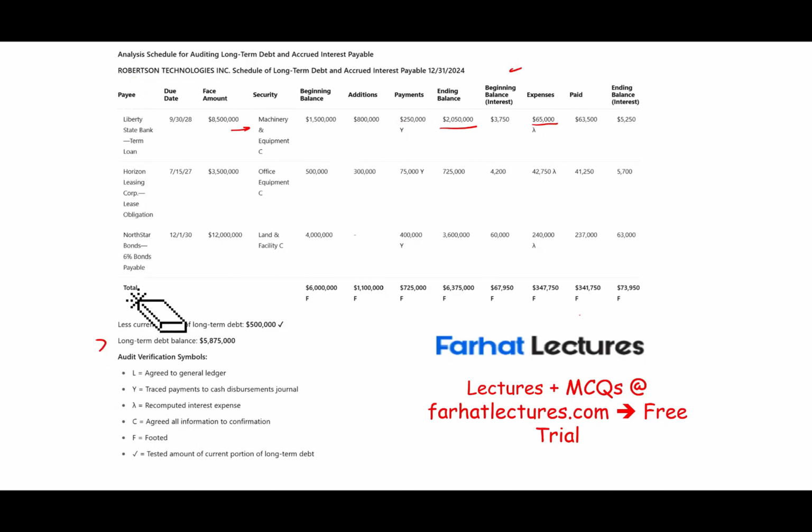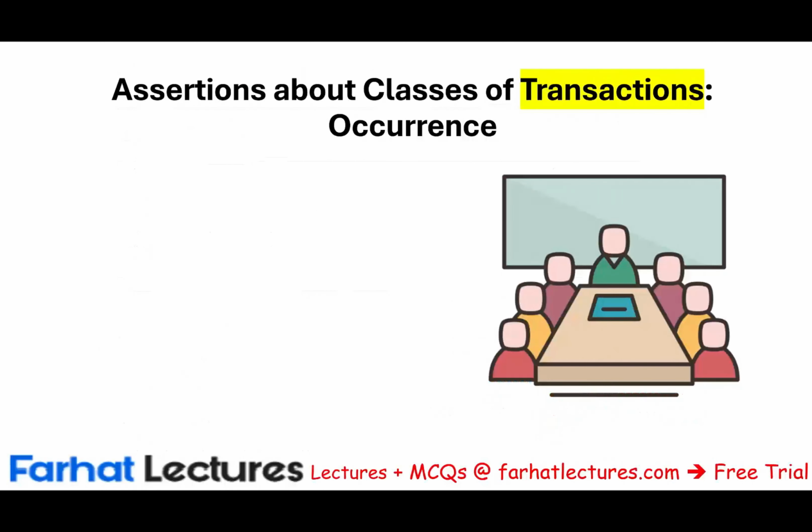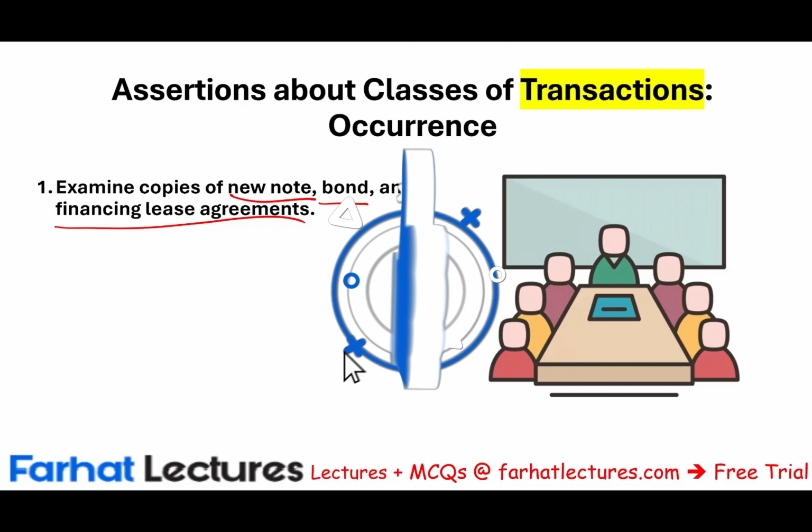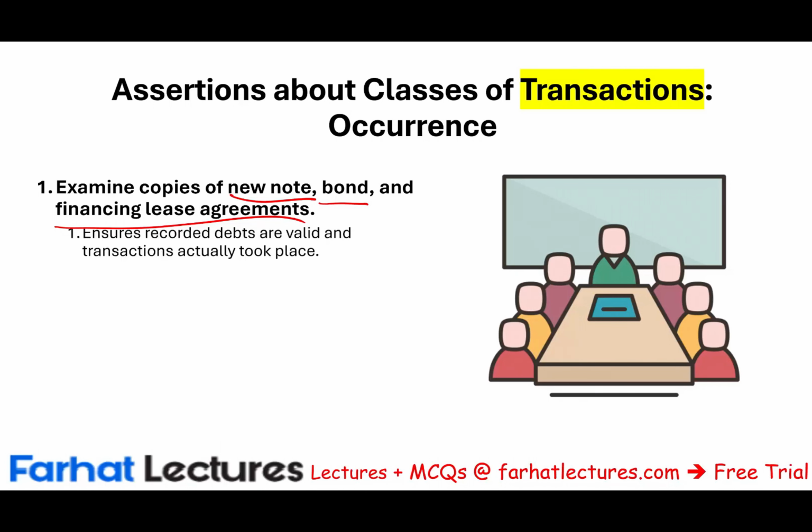Now let's take a look specifically at the assertions, the balance sheet related assertions and the classes of transaction assertions. Let's start with the assertions about classes of transaction, and we'll start with occurrence. The first thing is occurrence. Basically, we want to know for sure that a transaction took place, it occurred. What do we do? Well, we examine copies of the new note, the agreement between you and the bank, or the bond, and the financing agreement. This is for this example.